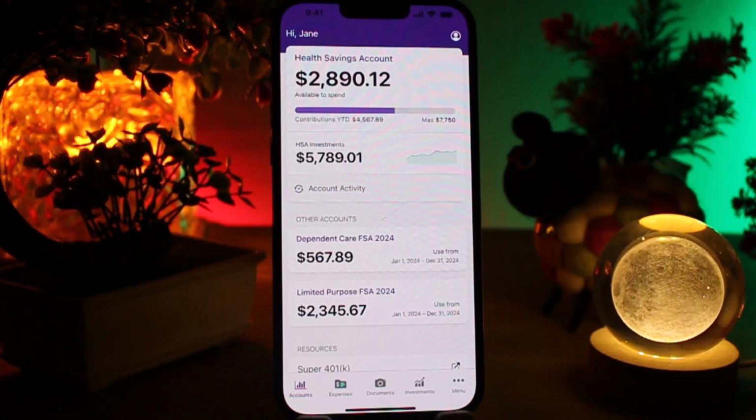If you invest part of your HSA, some of the money may be in investments, not cash. Your cash balance and total balance can look different. Tap the investment section to see where your money is.